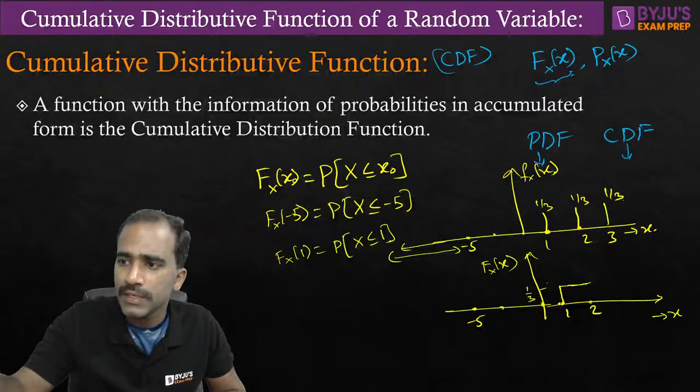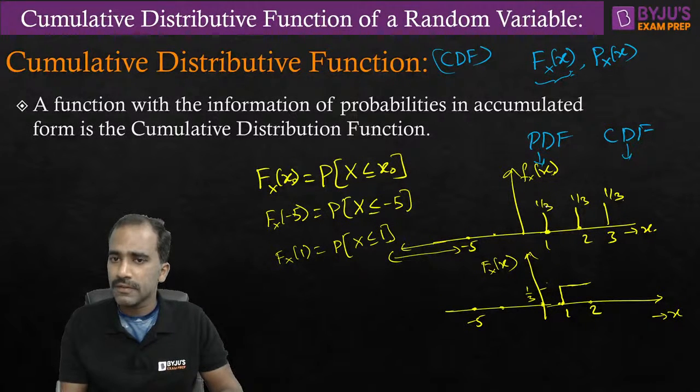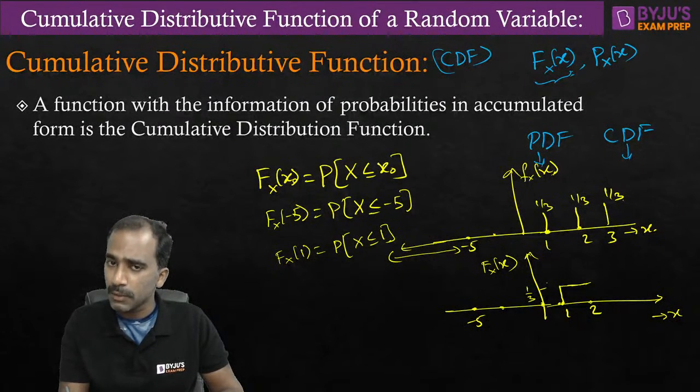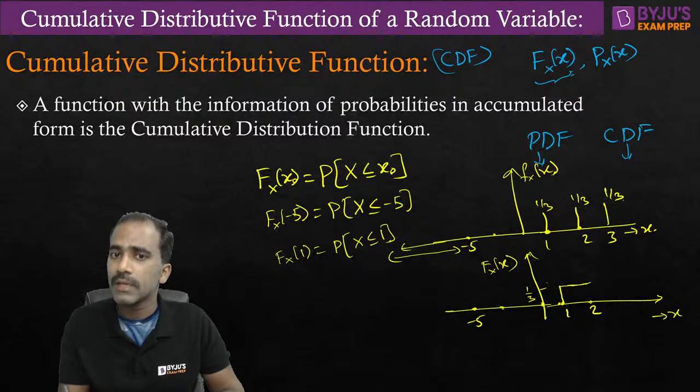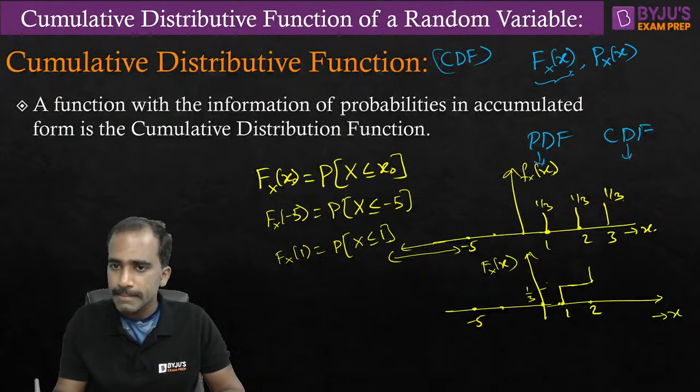This function's value at 2 is the probability of a random variable taking values less than or equal to 2, so from minus infinity to 2 included. In CDF, there is always an equal to sign. Whatever value you are seeing here, the probability of that value also should be included. So till 2, if you add up all the values, it is 1 by 3 plus 1 by 3, and the remaining are zeros. So it will become 2 by 3.